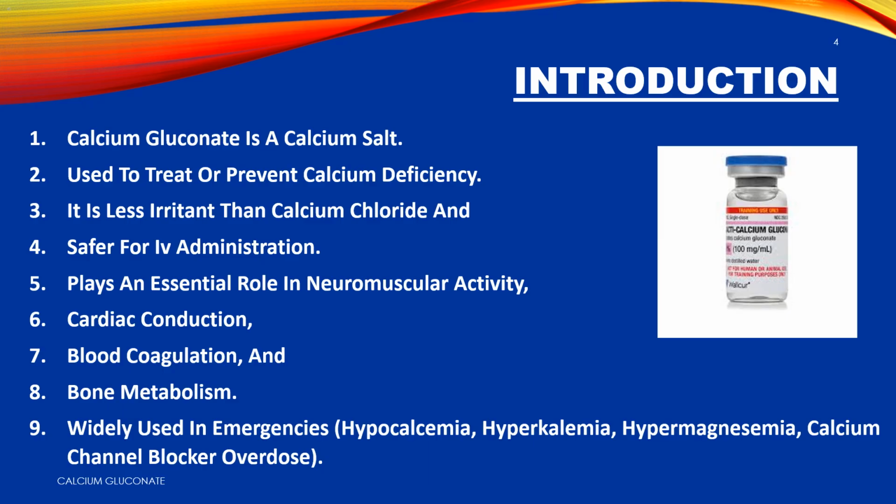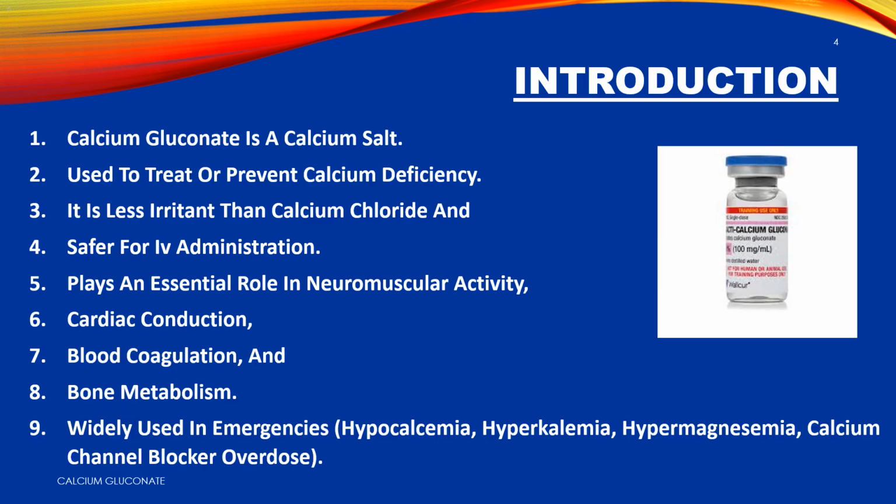5. Essential role in neuromuscular activity. Calcium plays a crucial role in muscle function and nerve transmission, affecting muscle contraction and relaxation. 6. Cardiac conduction. Calcium is necessary for proper heart function, helping regulate heart rhythm and contraction. 7. Blood coagulation. Calcium ions are required for the blood clotting process, helping to prevent excessive bleeding. 8. Bone metabolism. Calcium is vital for maintaining bone health, supporting bone growth and density.